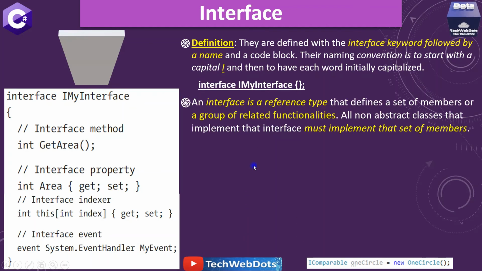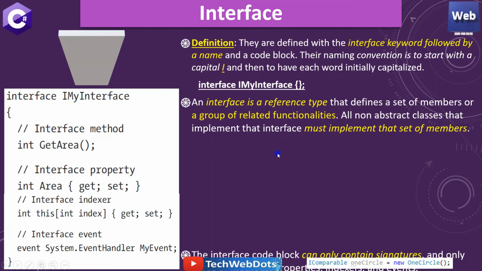An interface is a reference type that defines a set of members or a group of related functionalities. All non-abstract classes that implement that interface must implement that set of members. It means only a non-abstract class can implement an interface.